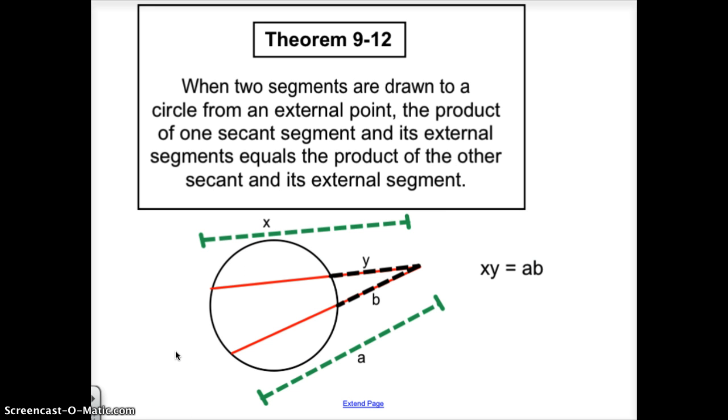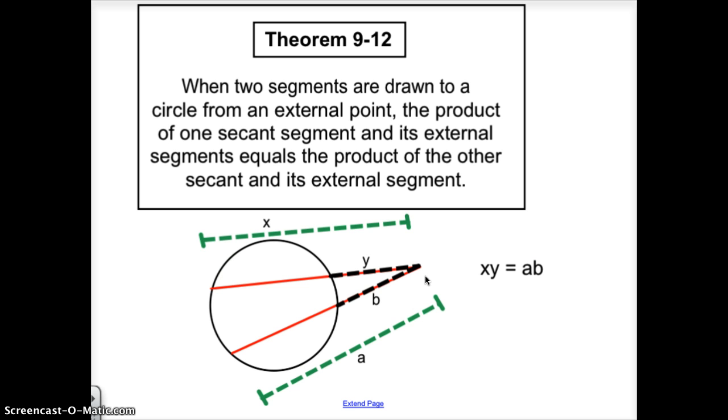The second theorem takes two secants and shows that if we take the whole entire secant from the point to the opposite side of the circle, the product of the external part of that secant and the entire secant is equal to the other one, as long as they are intersecting. So for instance, x y, x being the whole entire secant, y being the external segment of that secant, is equal to the product of a being the whole secant and b being the external part.